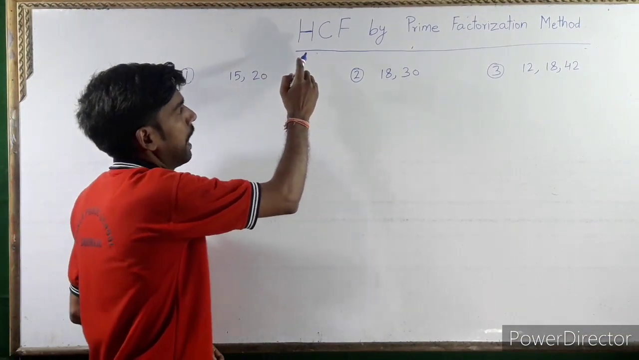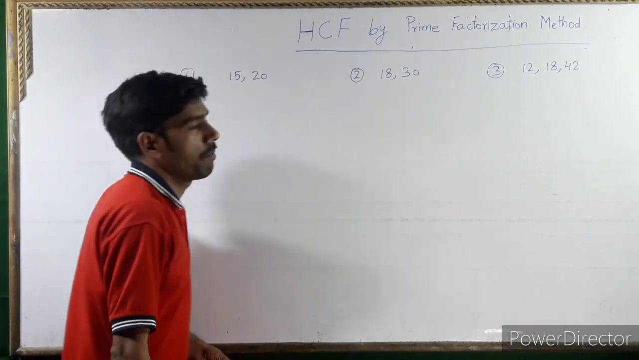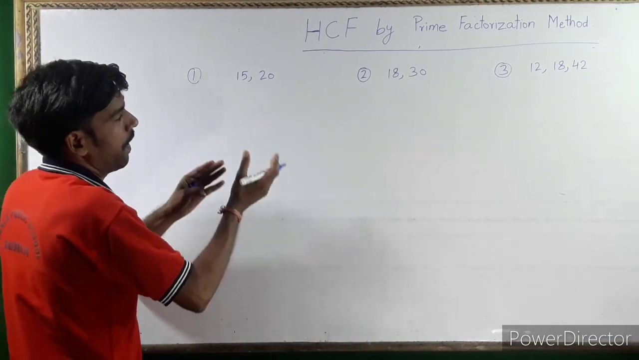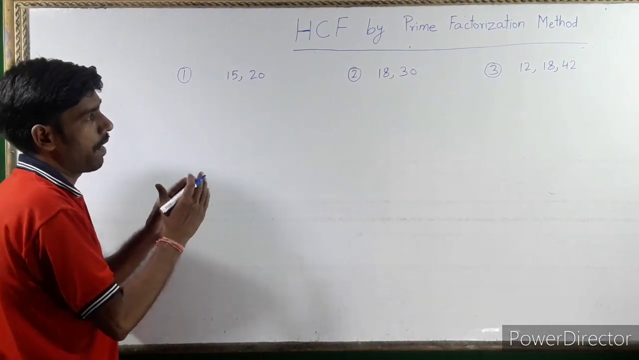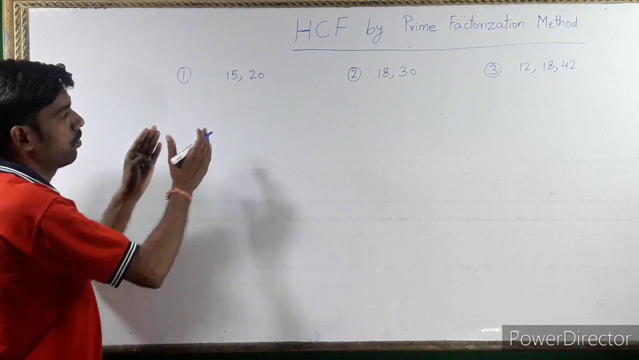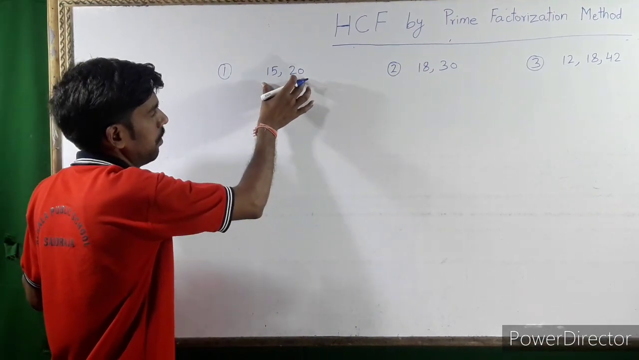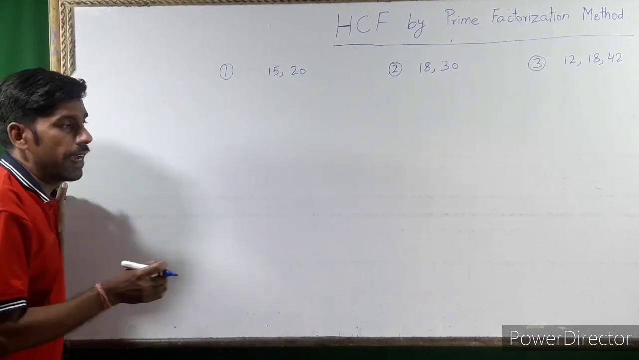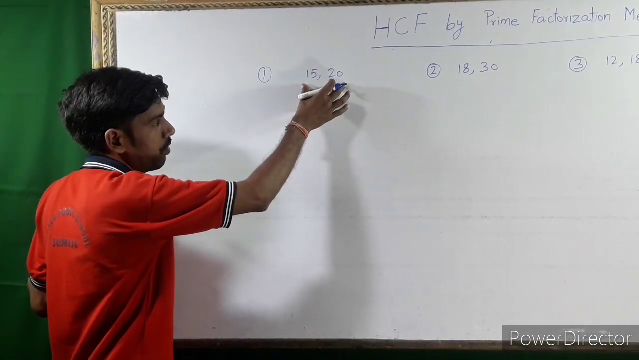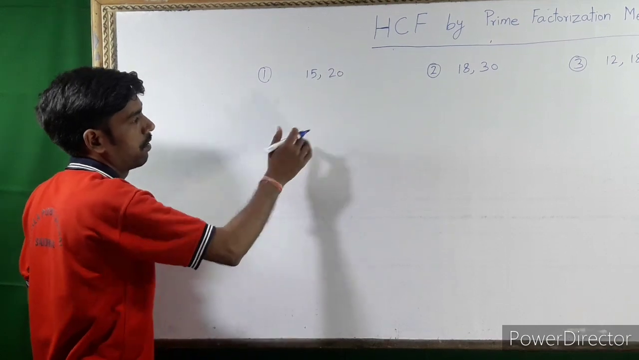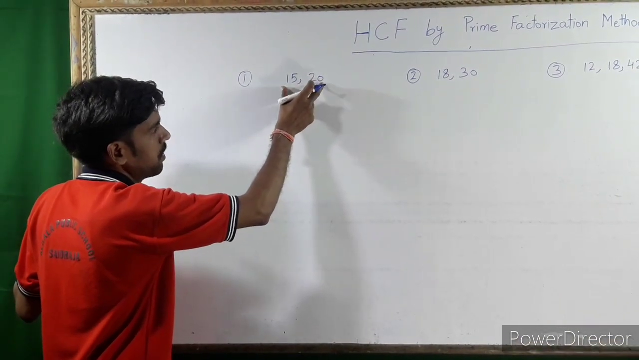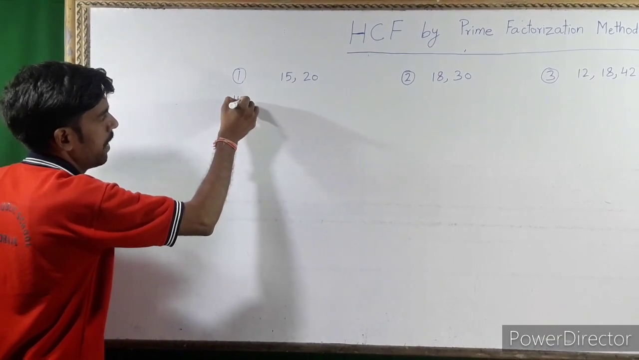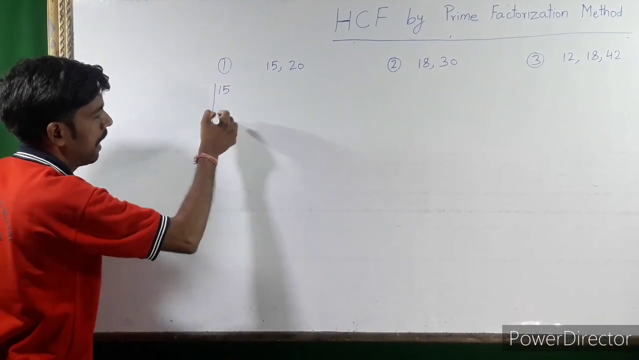Today we are going to learn HCF by the prime factorization method. How to find HCF by prime factorization method. When we find HCF by prime factorization, first find the prime factors of the given numbers. Here are two numbers in the first example, 15 and 20. First find the prime factors of both 15 and 20.